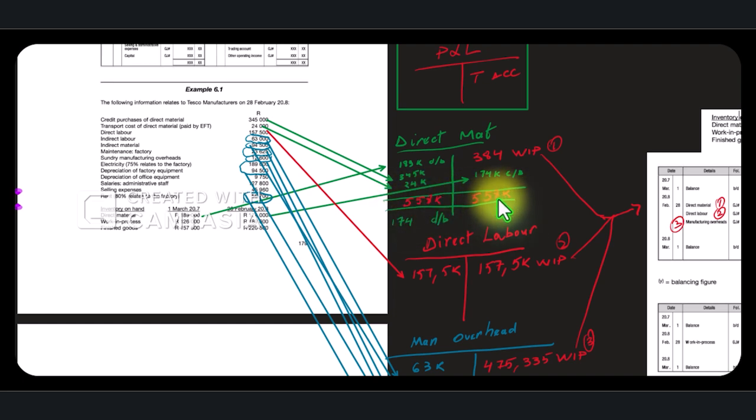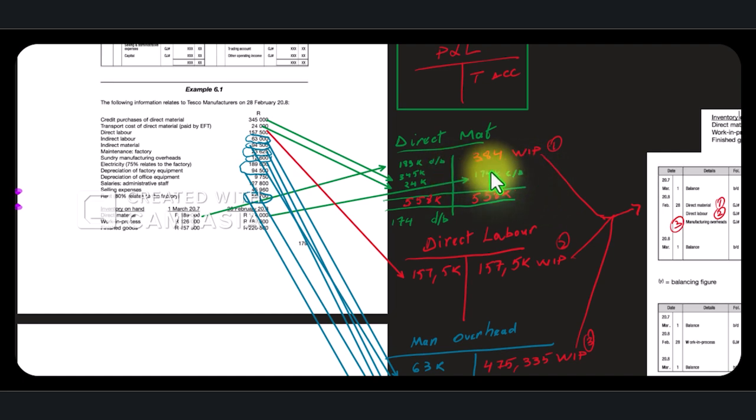But is there a closing balance for the direct material? Yes, there is a closing balance, and it's 174,000. And this is what we place here. So 174,000. Obviously, it's not 174, but 174,000. Forgive me for that. All right.